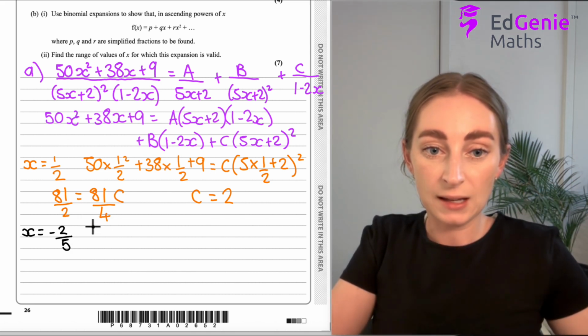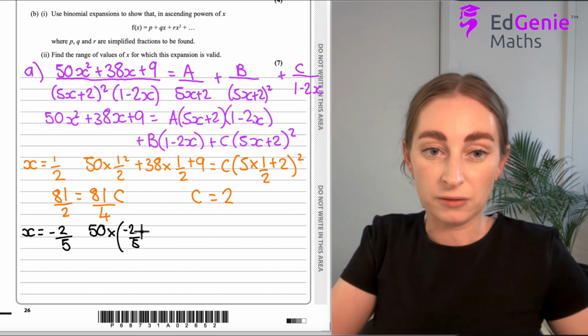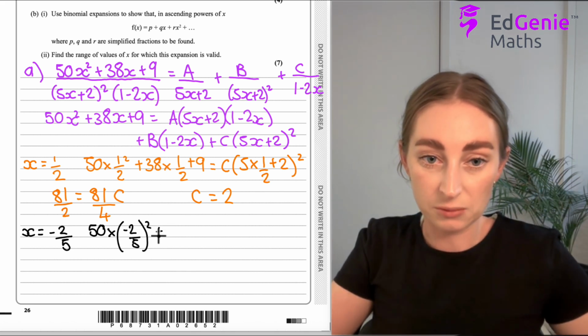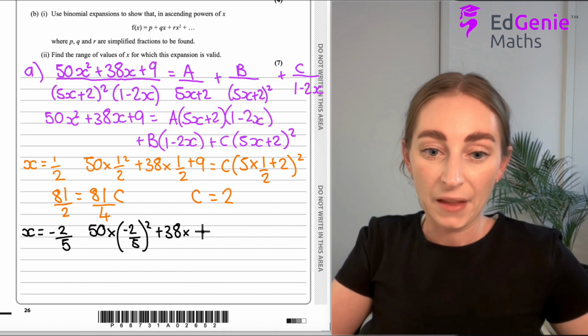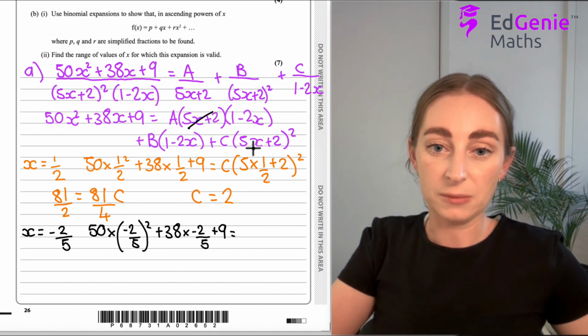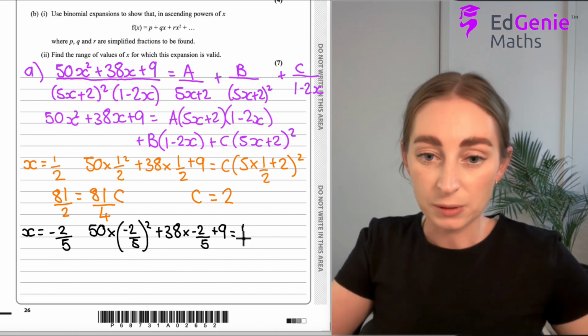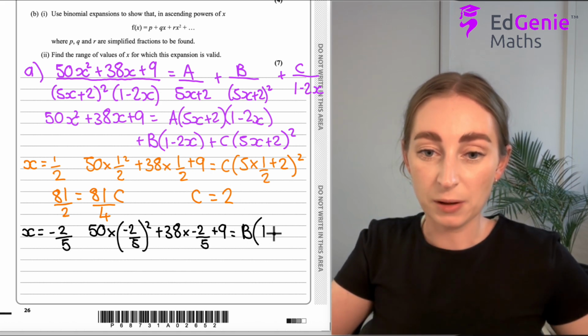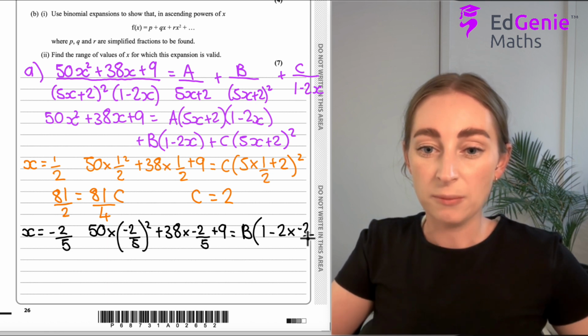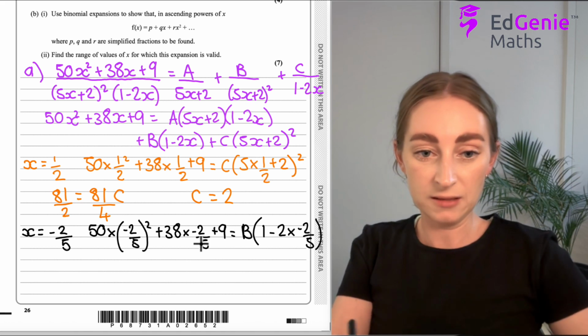So substituting that into here, we have 50 times minus 2 over 5 squared. I'm putting that in a bracket just so I know that negative is also squared because that will make a big difference. Plus 38 times minus 2 over 5 plus 9. So that one's going to be 0, that one's going to be 0. So we're just left with b. So we're going to have b times 1 minus 2 lots of minus 2 over 5. Yeah, put this into our calculator.